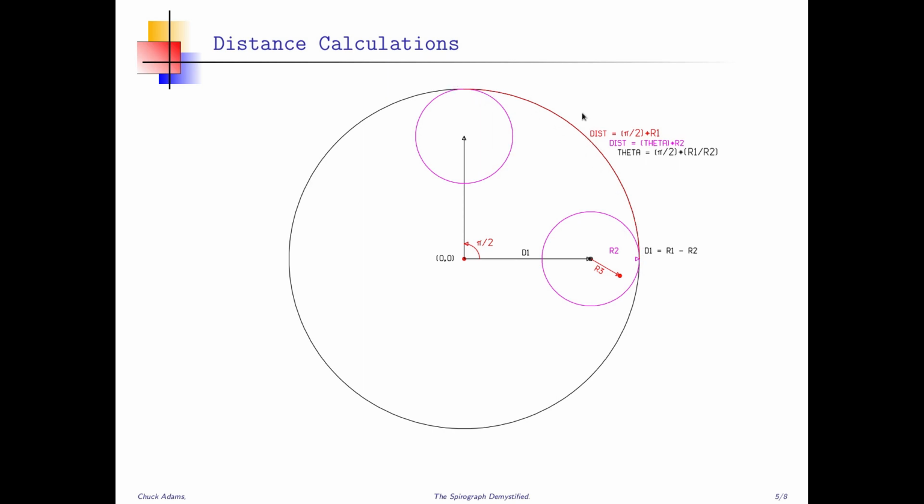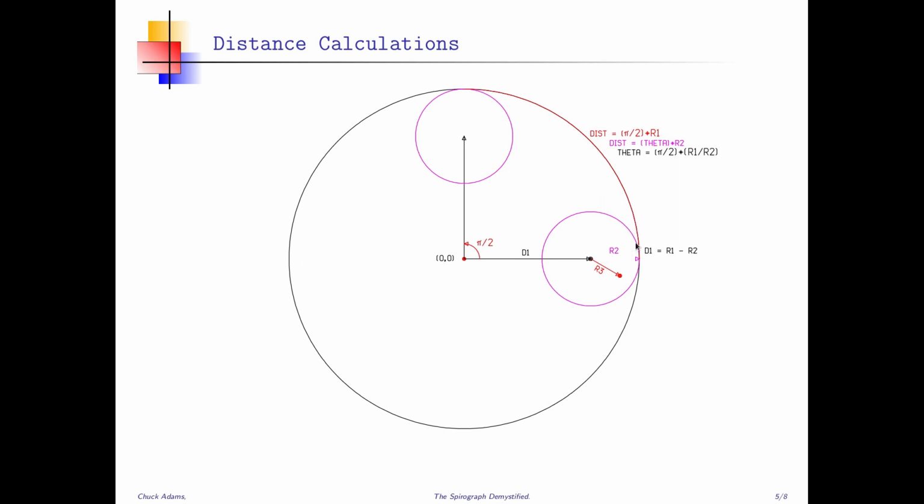Now this red area, its distance, using our little radian formula, is equal to this angle. In this case it's pi over 2. I went 90 degrees. So this is whatever theta times R1. So that's the distance covered in moving this disc from here to there.